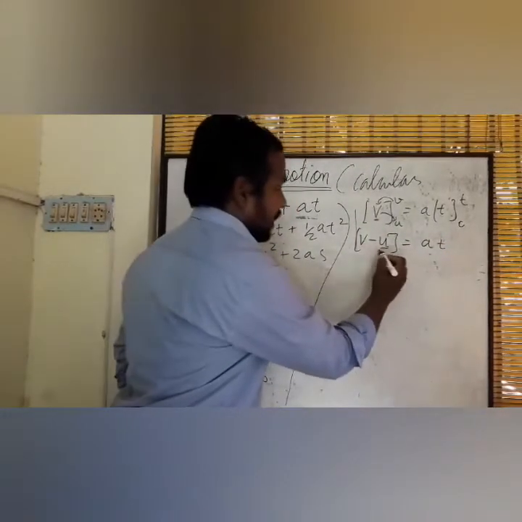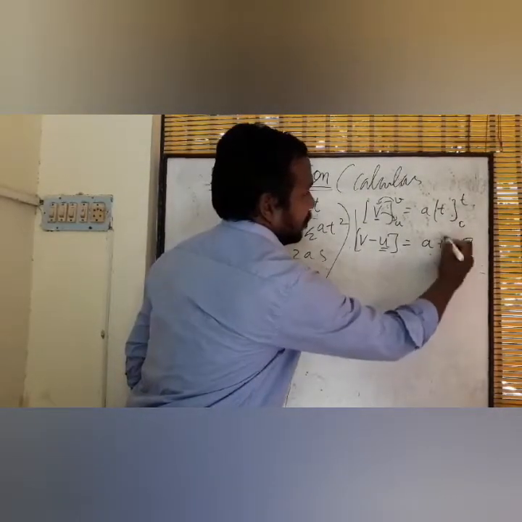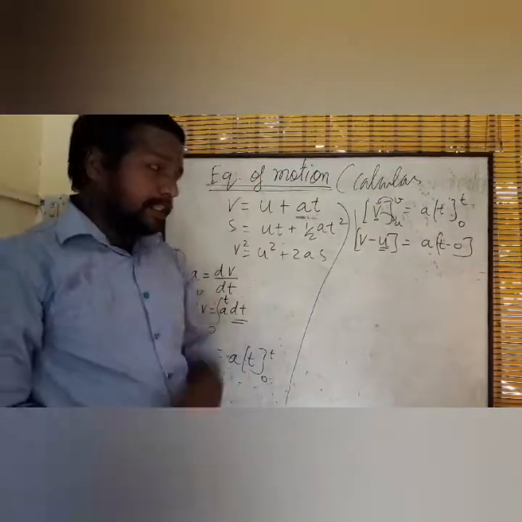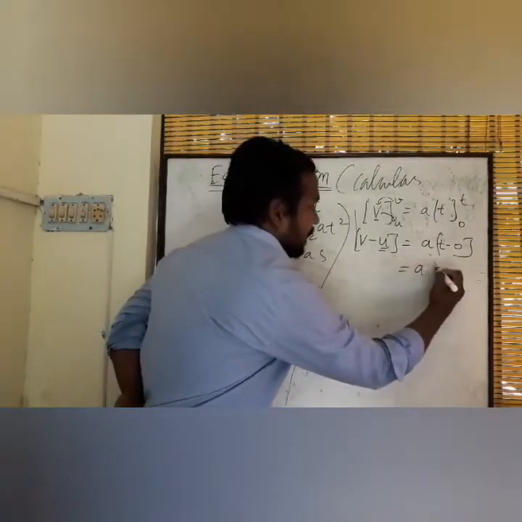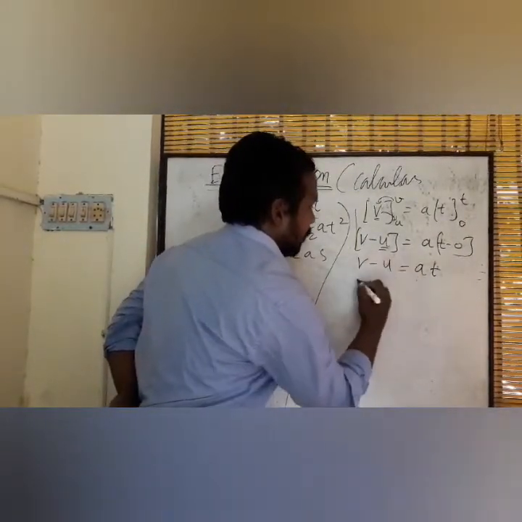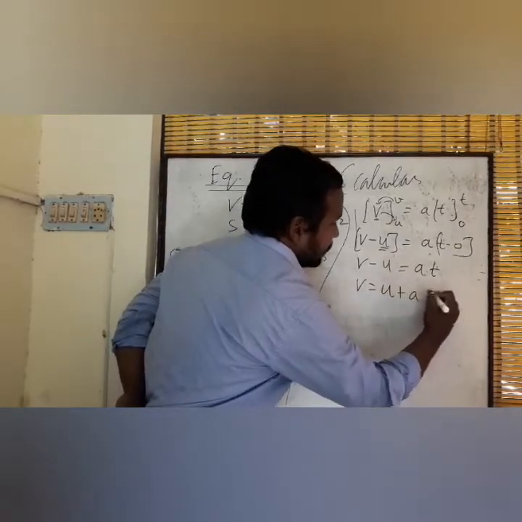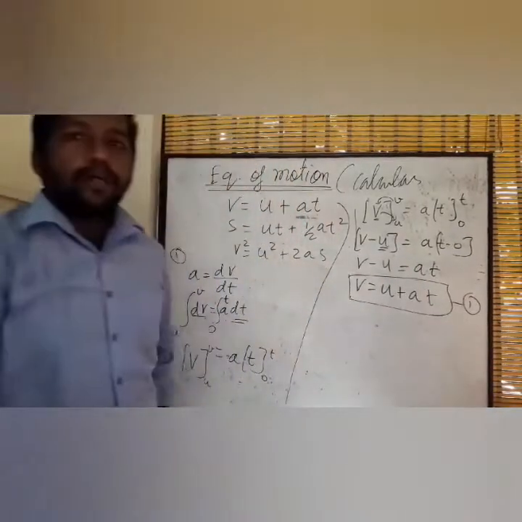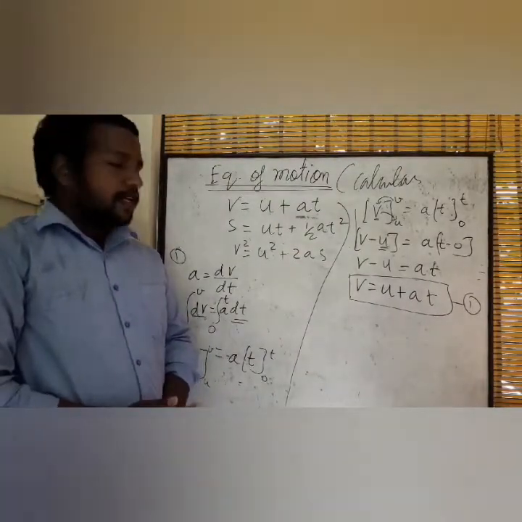Here also the higher limit is t and the lower limit is 0, as mostly the starting time is 0. So it is at minus 0, giving v minus u equals at, so v is equal to u plus at. This is equation 1.